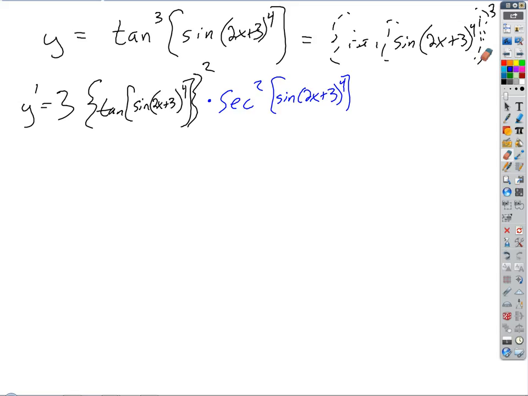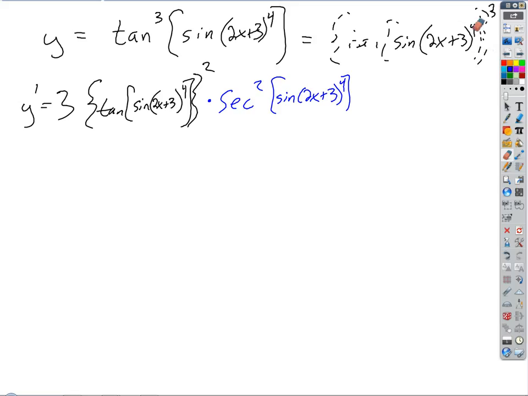What's the next layer we expose? Is it sine? Would it be the sine of the 4th? No, it's the sine, because there are some implied parentheses here that we really should add.